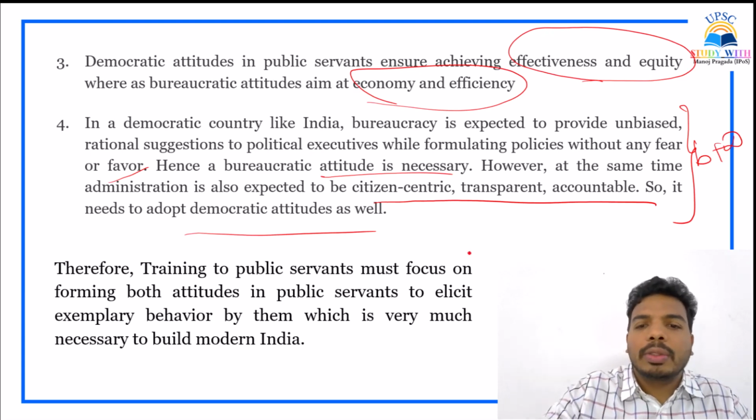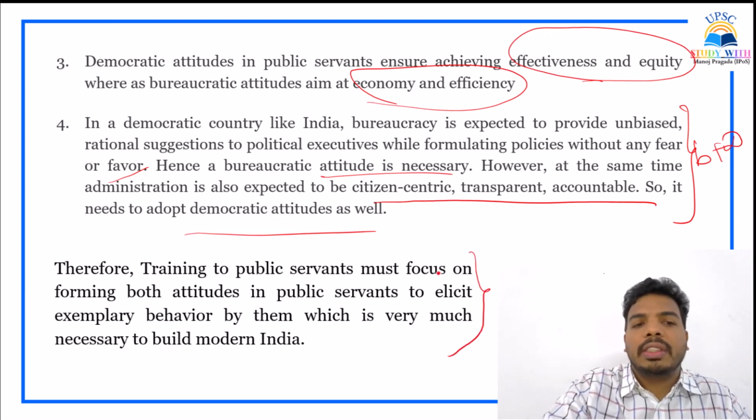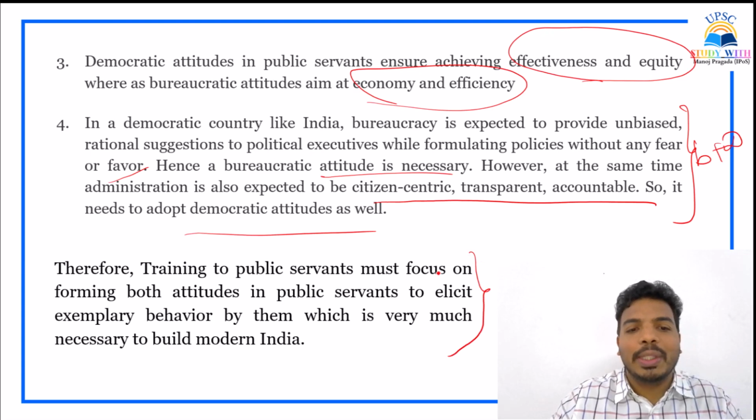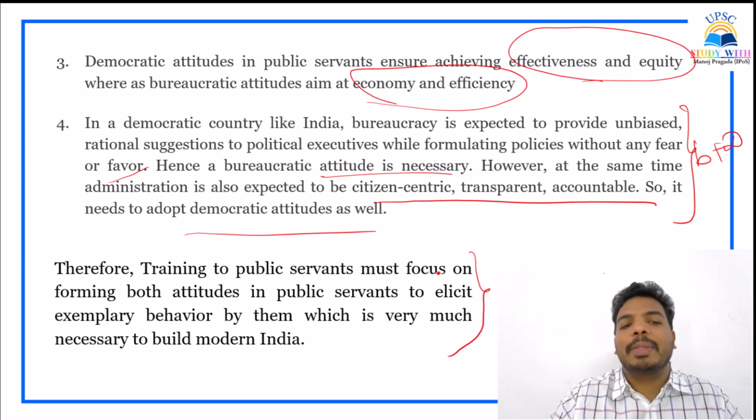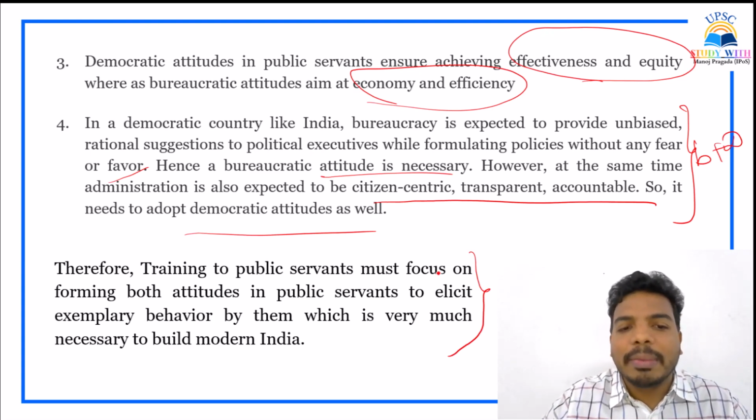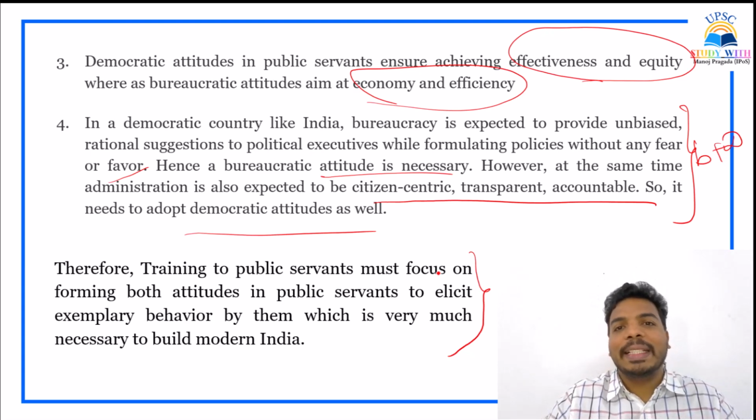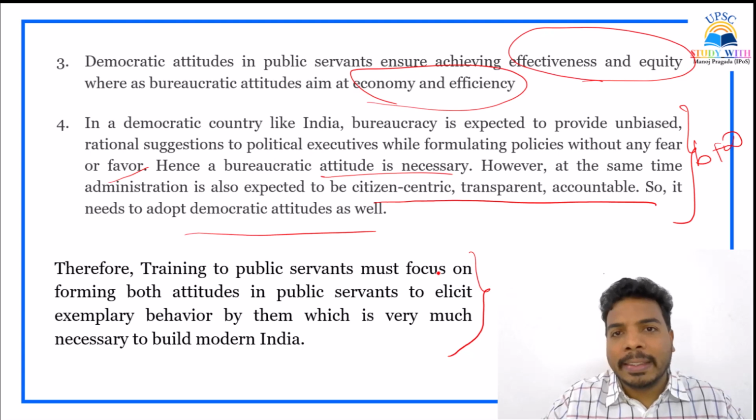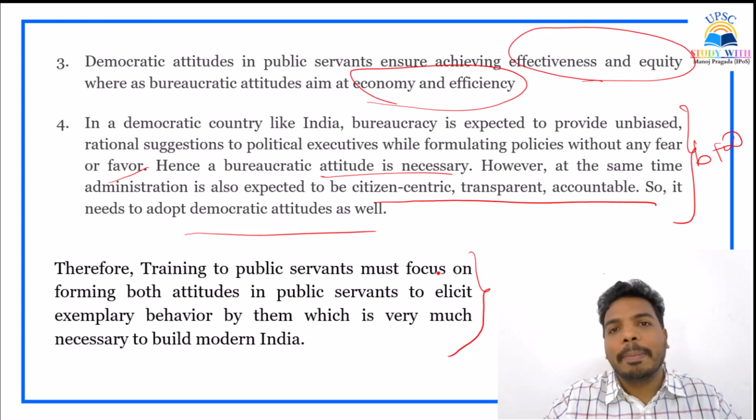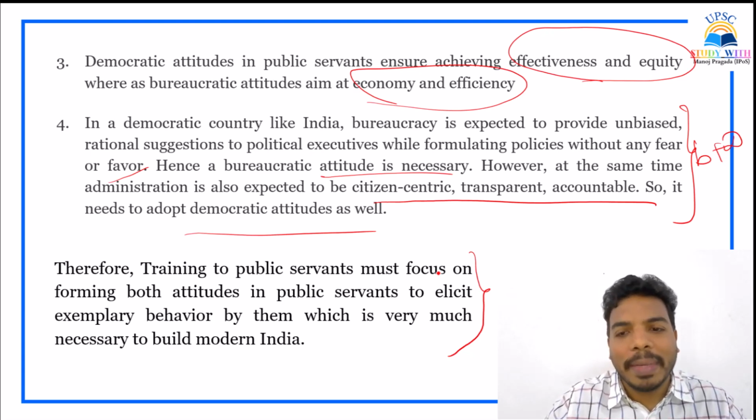Therefore, what is the conclusion? Training for public servants must focus on forming both attitudes to elicit exemplary behavior from them, which is very much necessary to build modern India. They should show exemplary behaviors. To show exemplary behavior, they shall have a mix of both these attitudes, and accordingly the country will progress. We can build modern India. There should be a mix.